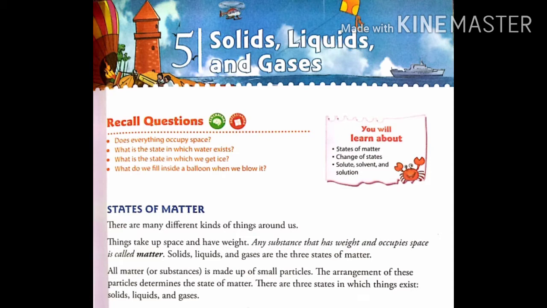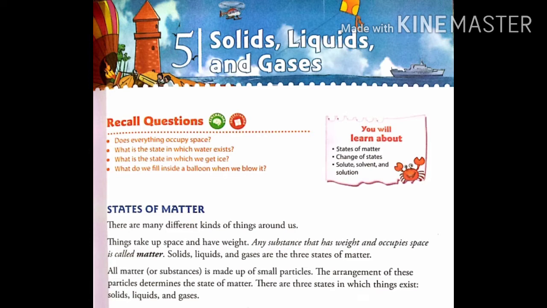Chapter number 5, solids, liquids and gases. States of matter. There are many different kinds of things around us. Things take up space and have weight. Any substance that has weight and occupies space is called matter. So students, the start of this chapter tells us that we have different things around us. For example, you can see around you different kinds of things, for example, chair, table, windows, doors, etc.